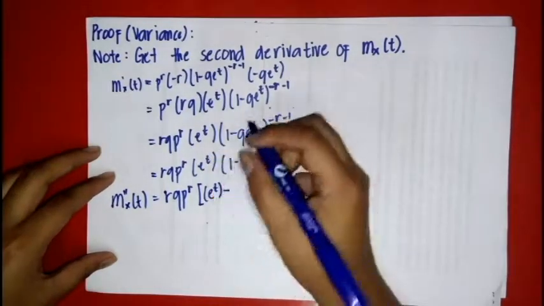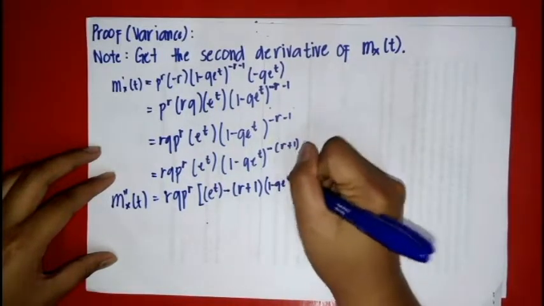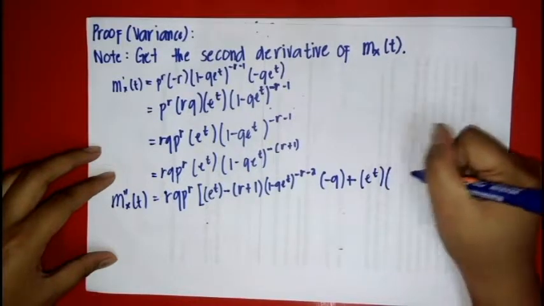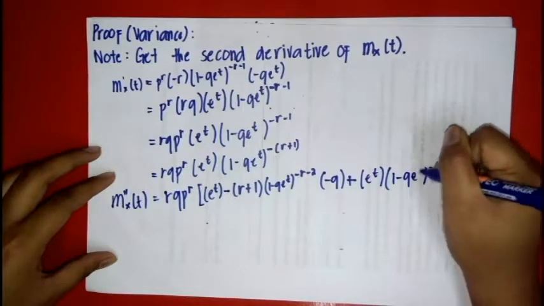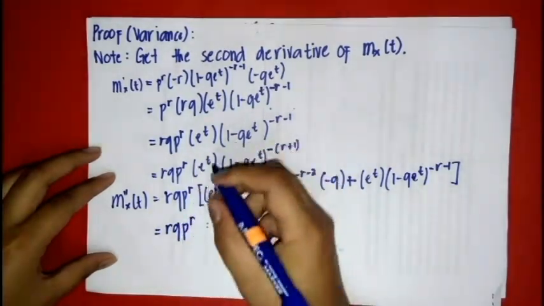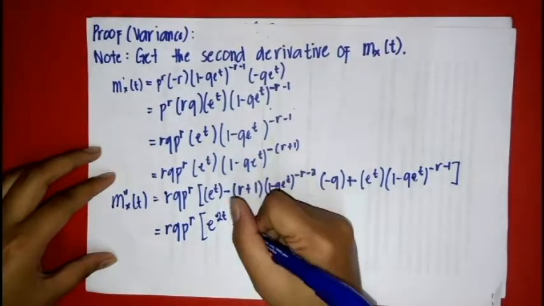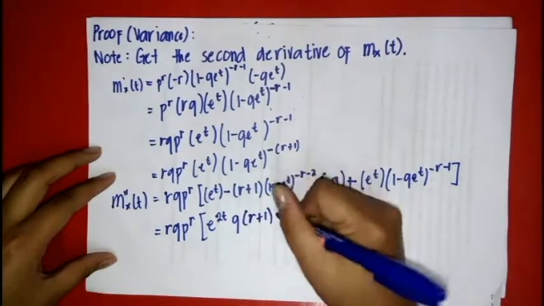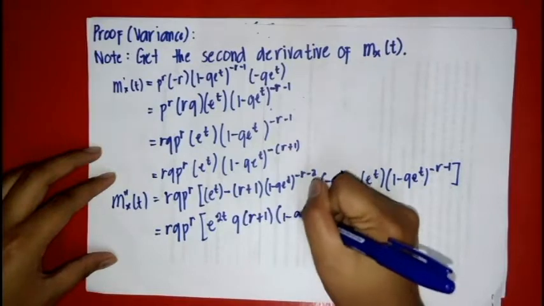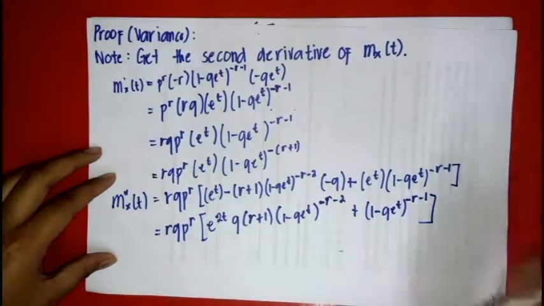We evaluate and now have our second derivative, which is r q p to the r times e to the 2t times q times r plus 1 times 1 minus q e to the t to the power of negative r minus 2 plus 1 minus q e to the t to the power of negative r minus 1.